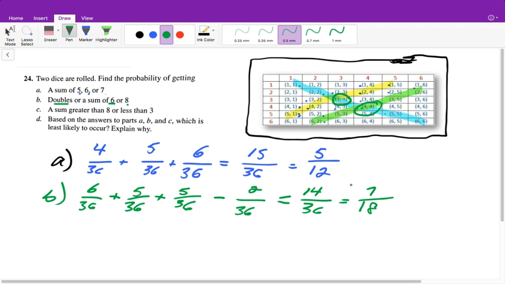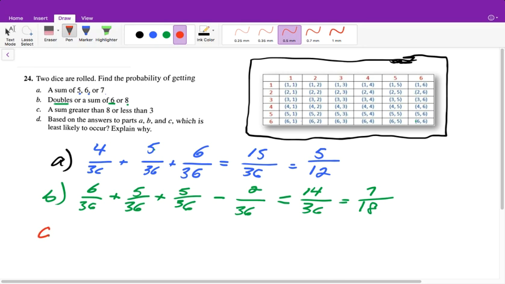Remember, when your events are not mutually exclusive, we need to subtract out the times where the event or the same thing happened twice. And since part of the doubles was also part of the 6 and part of the 8, we need to subtract both of those events out.